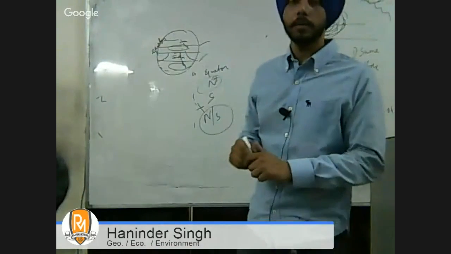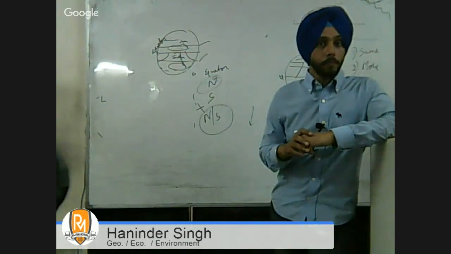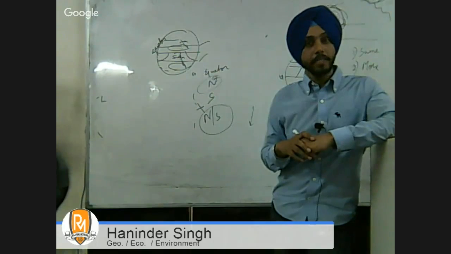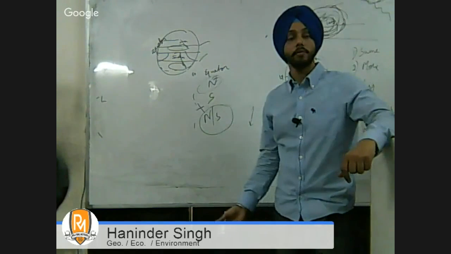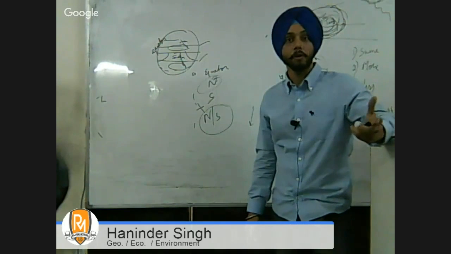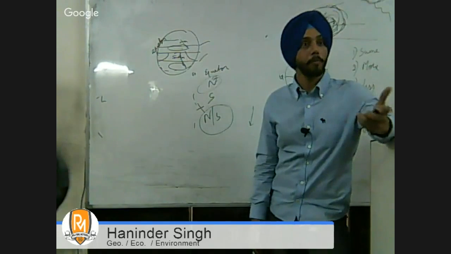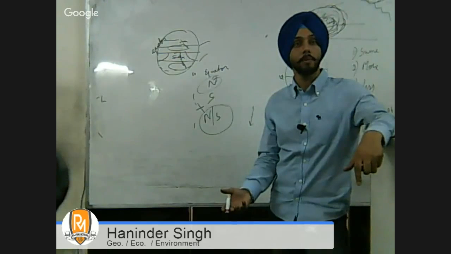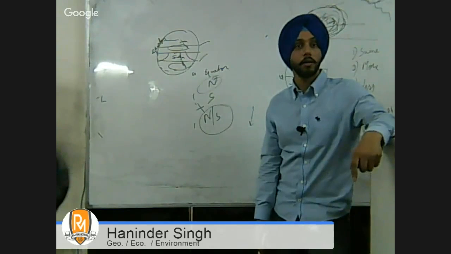ITCZ also comes at Tropic of Capricorn. Say on 22nd December, where is it? Tropic of Capricorn on 22nd December. ITCZ is at Tropic of Capricorn or Tropic of Cancer. That's why Australia, New Zealand, which season do they have in December? Summers. Okay.